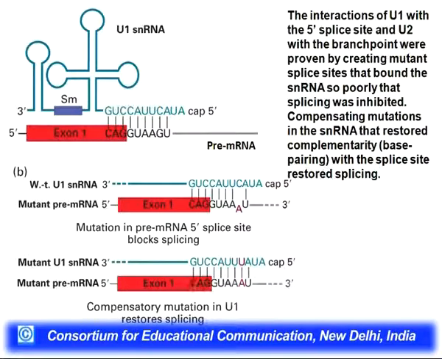complex. The interaction of U1 with the 5' splice site and U2 with the branch point site is basically dependent on the sequence of the mRNA. If any mutation is carried out in either of the snRNA or pre-mRNA, so that there is no complementary base pairing, then proper excision cannot be carried out.